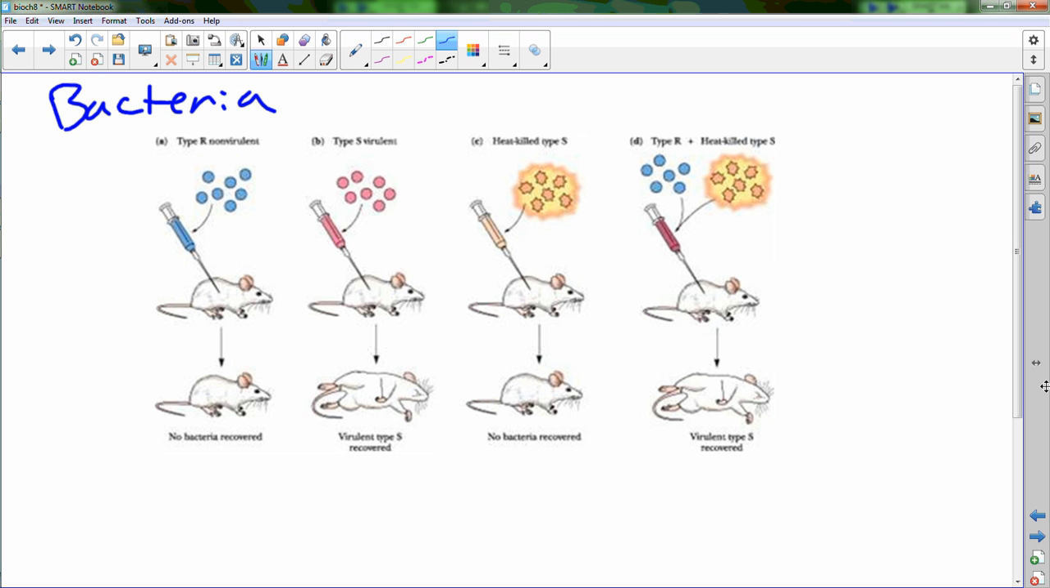And he had two different strains. He had one strain that we call type R, that when you injected that bacteria in the mouse, nothing really happened. Okay? Didn't cause any disease in the mouse. Everything was fine. He had another type called type S, that when you injected into the mouse, it killed the mouse. So, mouse died.